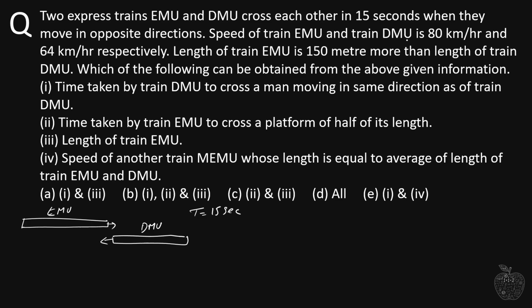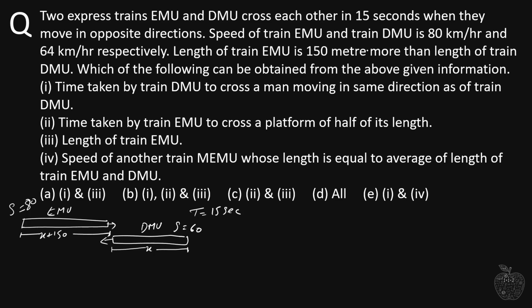The speed of the train EMU and DMU is 80 and 60 respectively. So speed is given to us. The speed of train EMU is 80 kilometers per hour and the speed of DMU is 60 kilometers per hour. Again, the length of train EMU is 150 meters more than the length of train DMU. So let's say the length of train DMU is x meters. Then what will be the length of EMU? It will be 150 meters more, so it will be x plus 150 meters. Okay, so we have got the length of EMU and DMU.